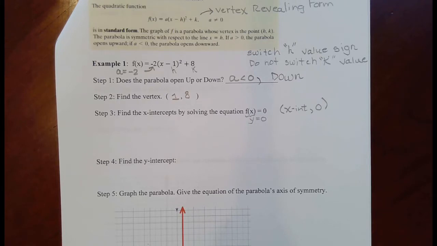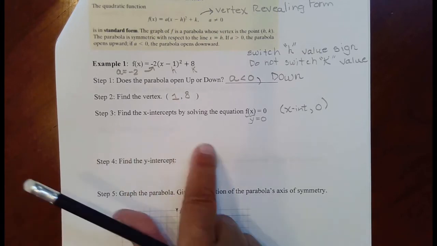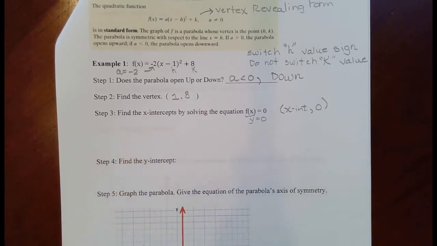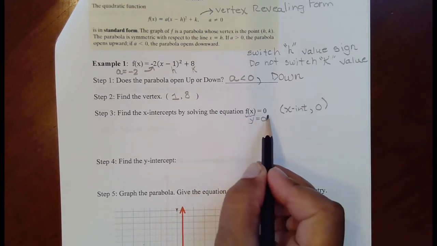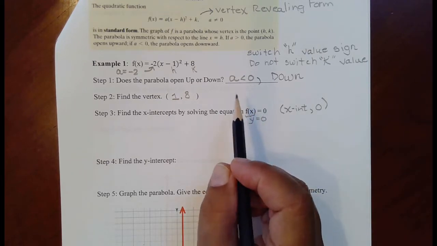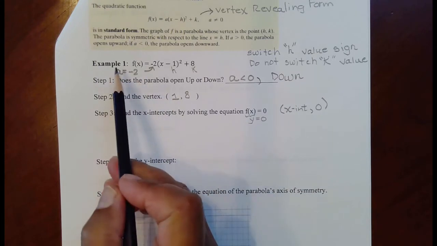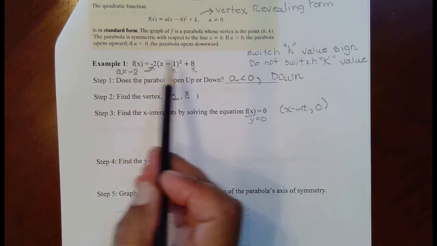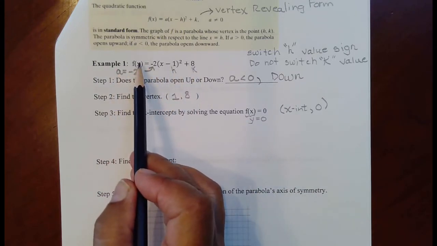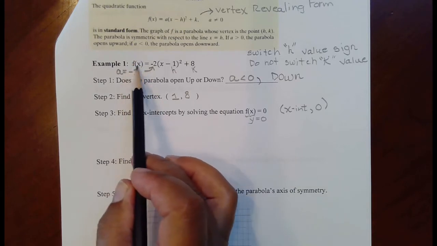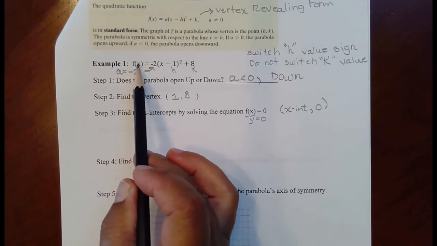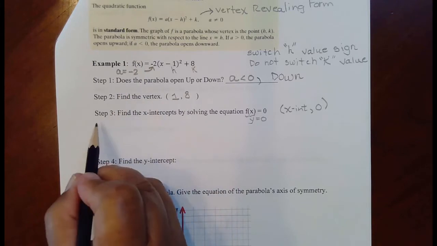We're going to take y and set it equal to 0. Okay, what is y in this problem? Well, here's your equation. F of x is the same thing as y. This actually stands for y. So you're going to replace this entire thing, which stands for y, with a 0. So you now have a 0 on the left. Copy the right side of the equation as negative 2 times (x minus 1) squared plus 8.